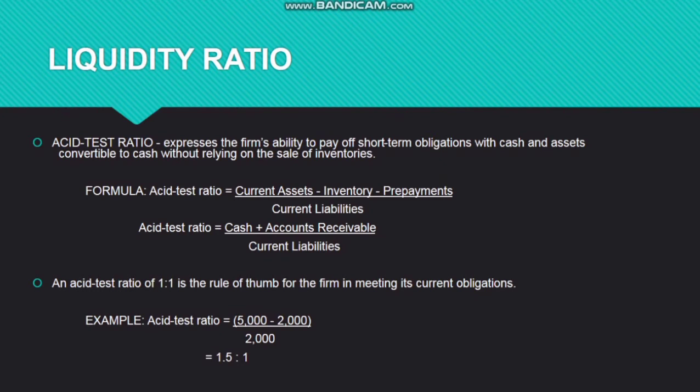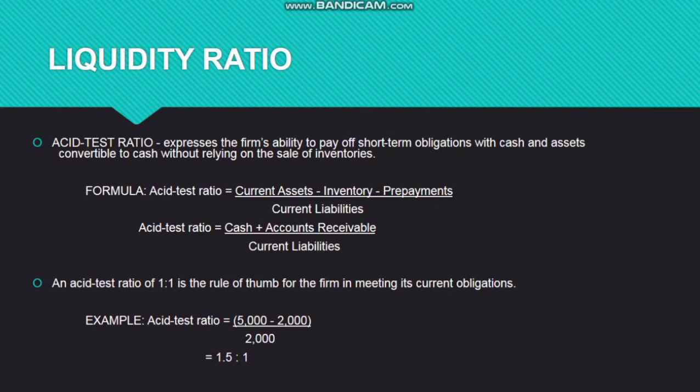Acid test ratio, or the quick ratio, is similar to the current ratio, just illiquid assets like inventory are not considered. The formula to get this is acid test ratio is equal to current assets less inventory less prepayments over current liabilities, or acid test ratio is equal to cash and accounts receivables divided by current liabilities.